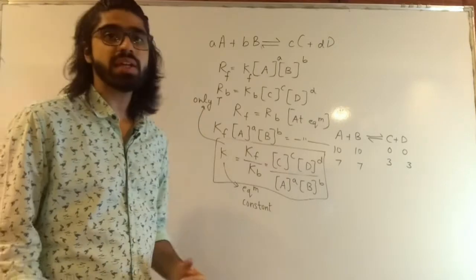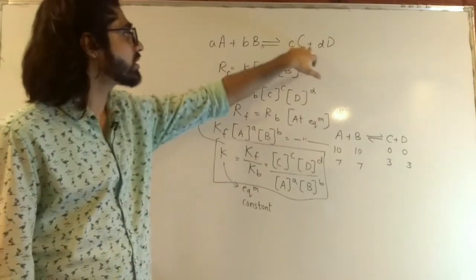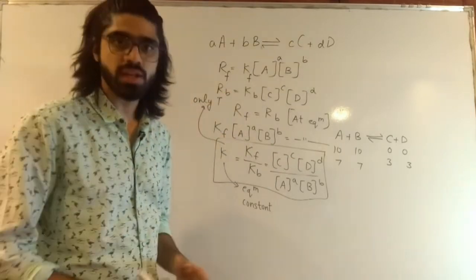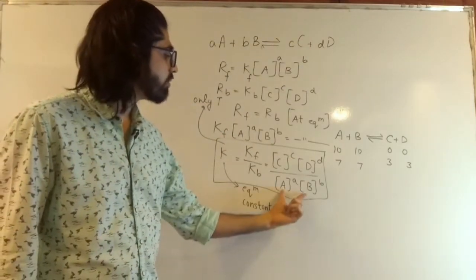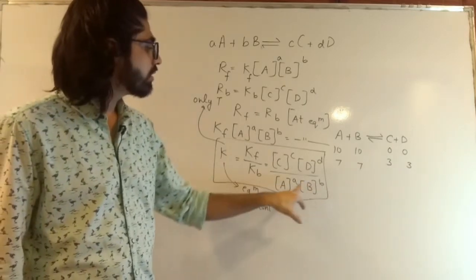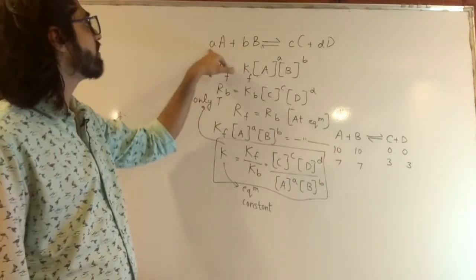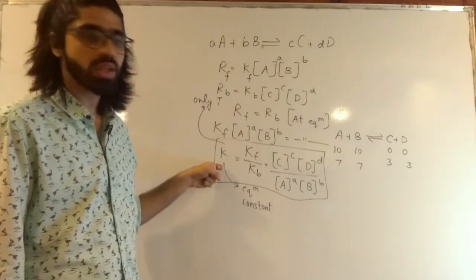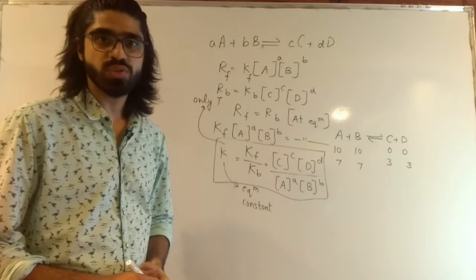The numerator will be the concentrations of products, and their powers will be the coefficients in the balanced chemical equation, and the denominator will contain the concentrations of reactants, and their powers will again be the coefficients of the individual reactants. So that is how you are going to write the expression for K, the equilibrium constant of your reaction.